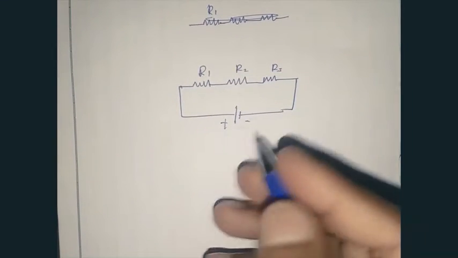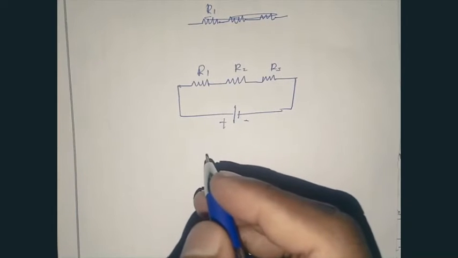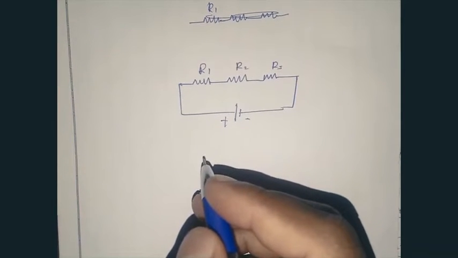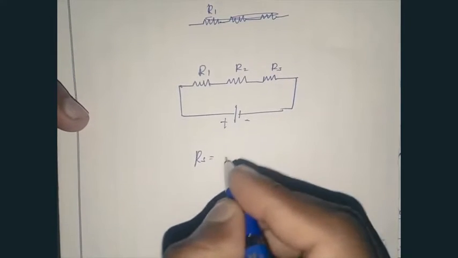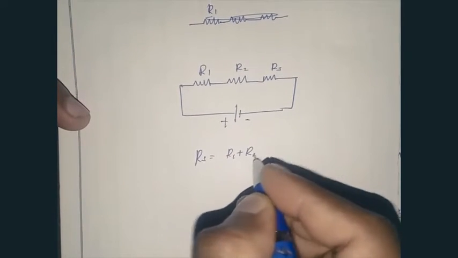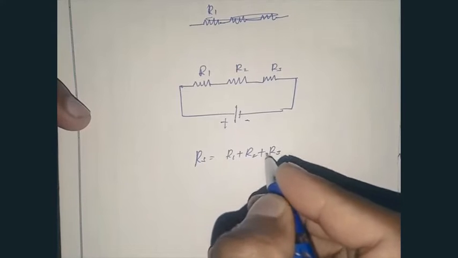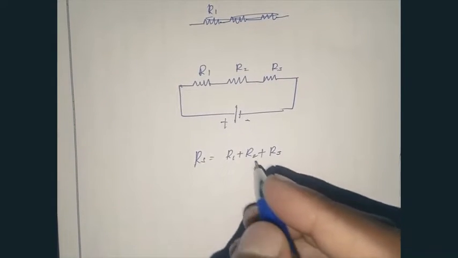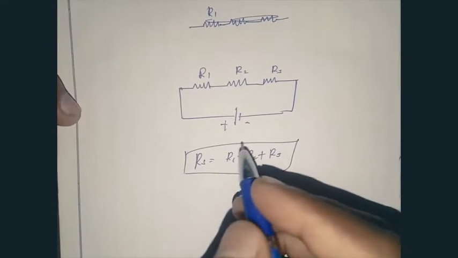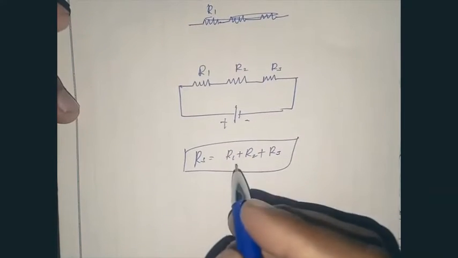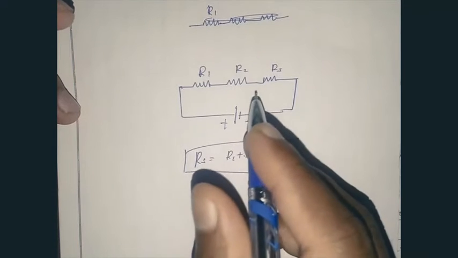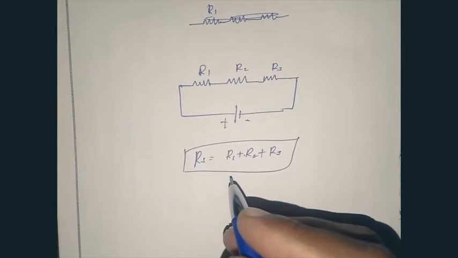Now what is the effective resistance? This is the first formula that you must know whenever the resistors are in series. So I'll write Rs is equal to R1 plus R2 plus R3, if there are three resistors in series. Clear? Now whenever the resistors are in series, what divides and what remains the same, that you must know properly.